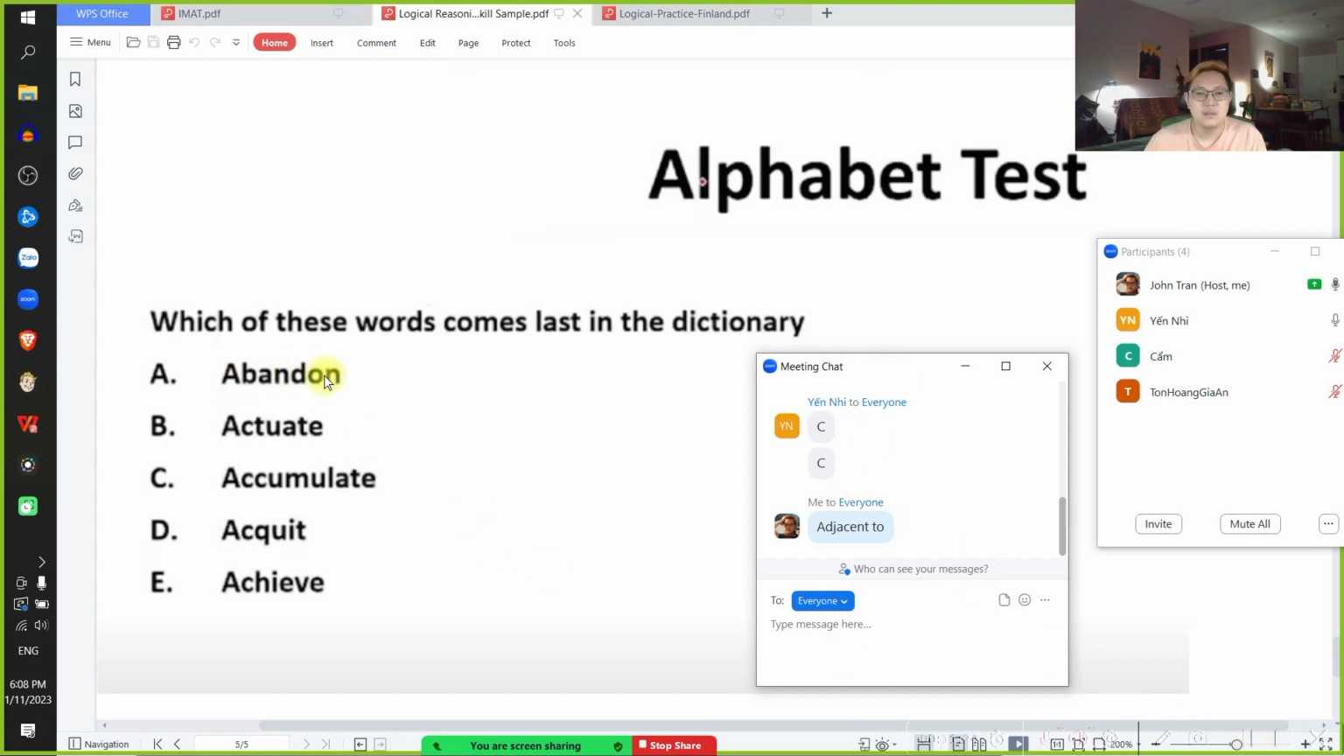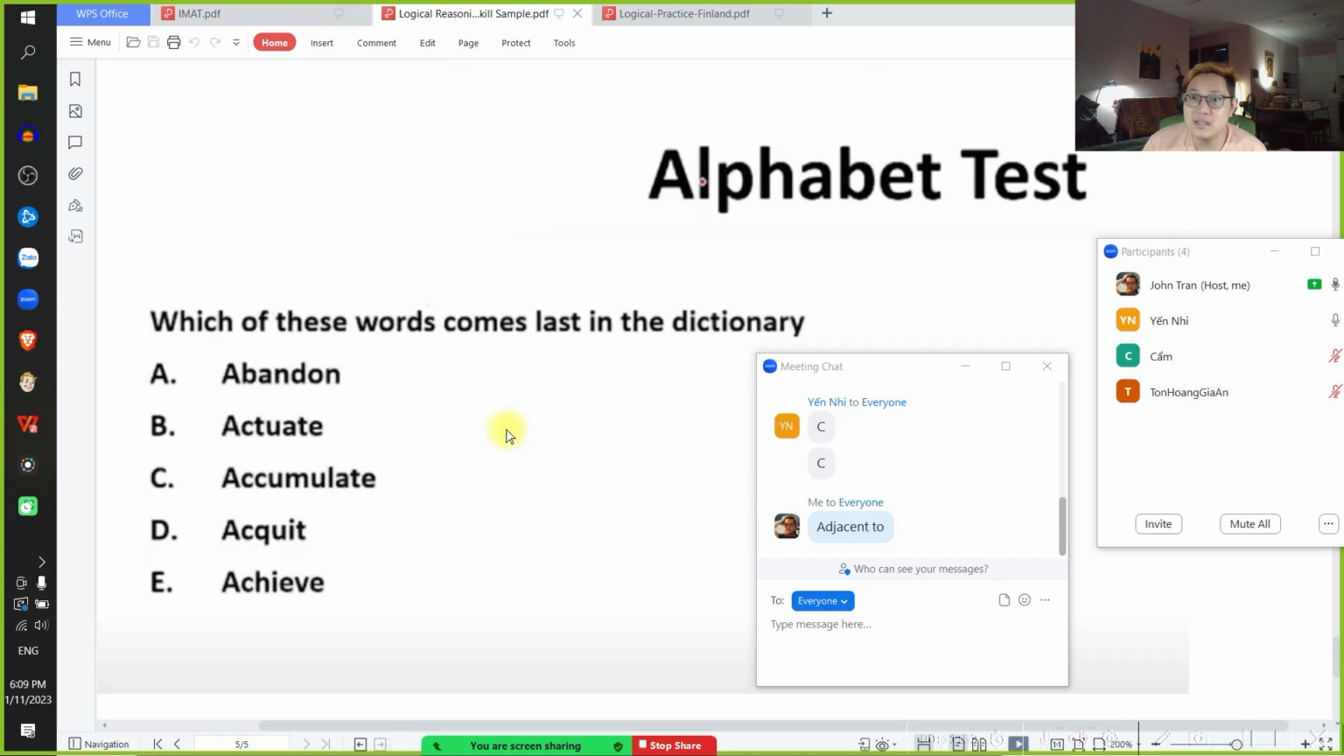You have these words. Which of these words come last in the dictionary? Từ nào trong những từ này nó sẽ nằm cuối cùng ở trong cái cuốn từ điển? A. Abandon. B. Actuate. C. Accumulate. D. Acquit. E. Achieve. Okay, is it B or is it D? What's your answer? I think it's B.